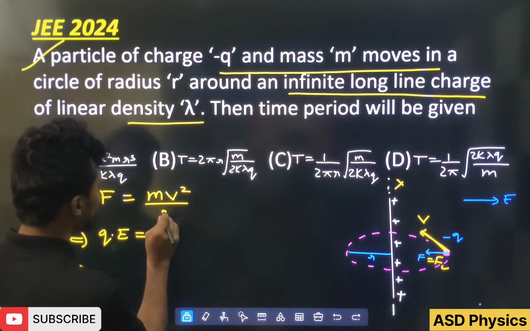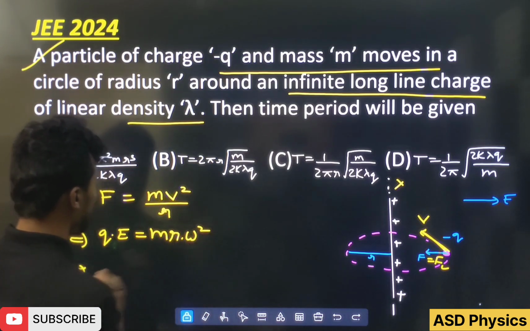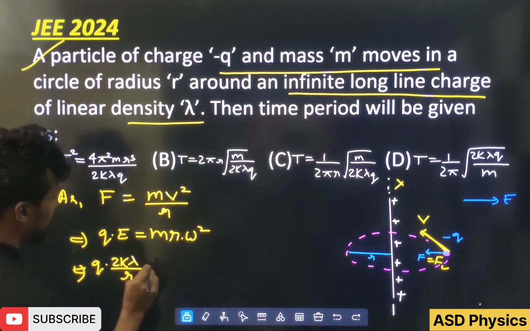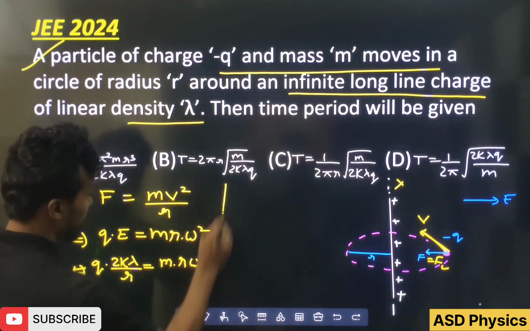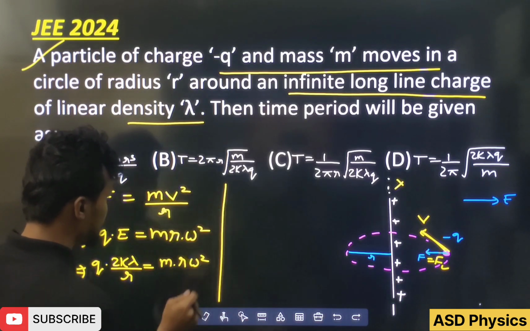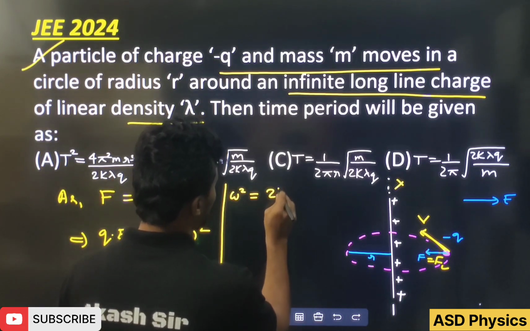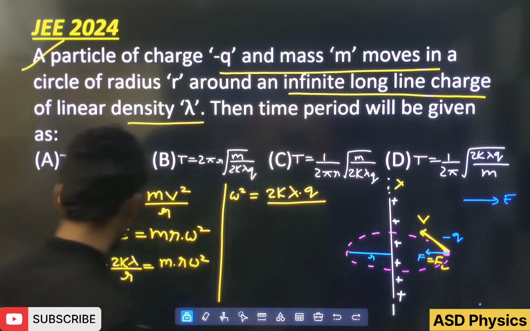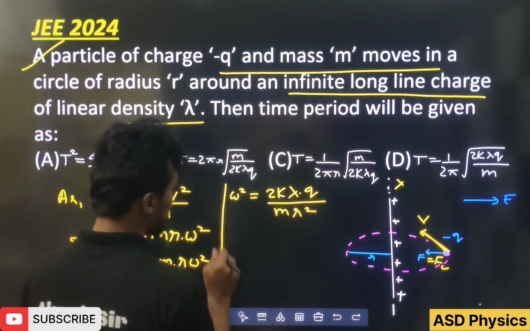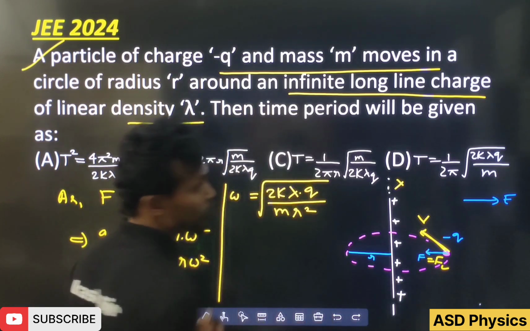So mv square by r we have written, but v equal to r omega, so we can write m r into omega square. Now q times the electric field, which is given by 2k lambda by r, is equal to m r omega square. What is the k value? 1 by 4 pi epsilon naught. After that, omega square will become 2k lambda into q by m r square. If I remove this r square, a square root will come.